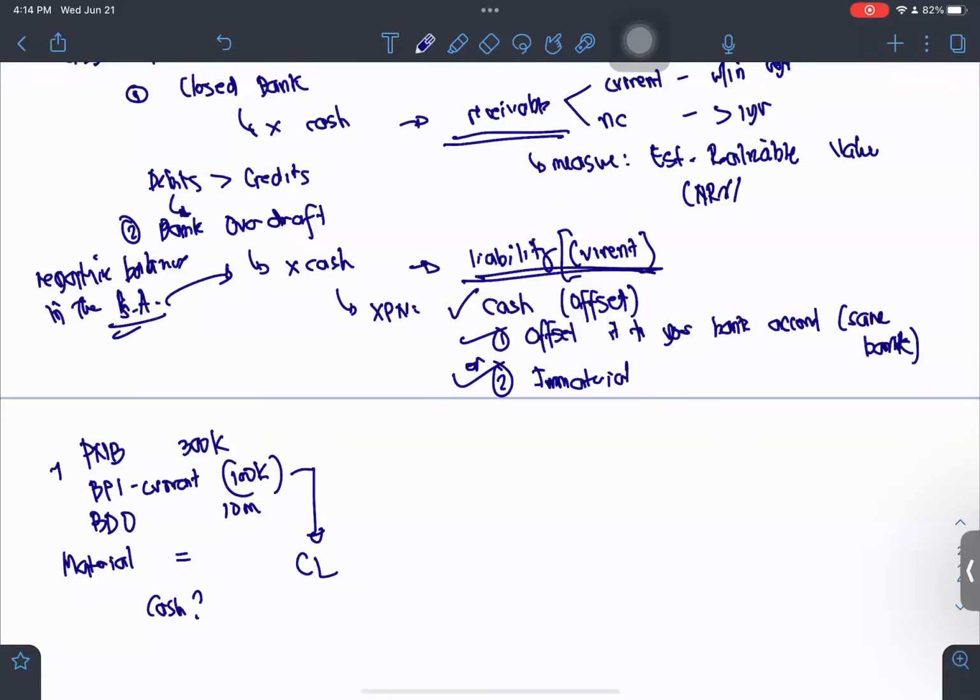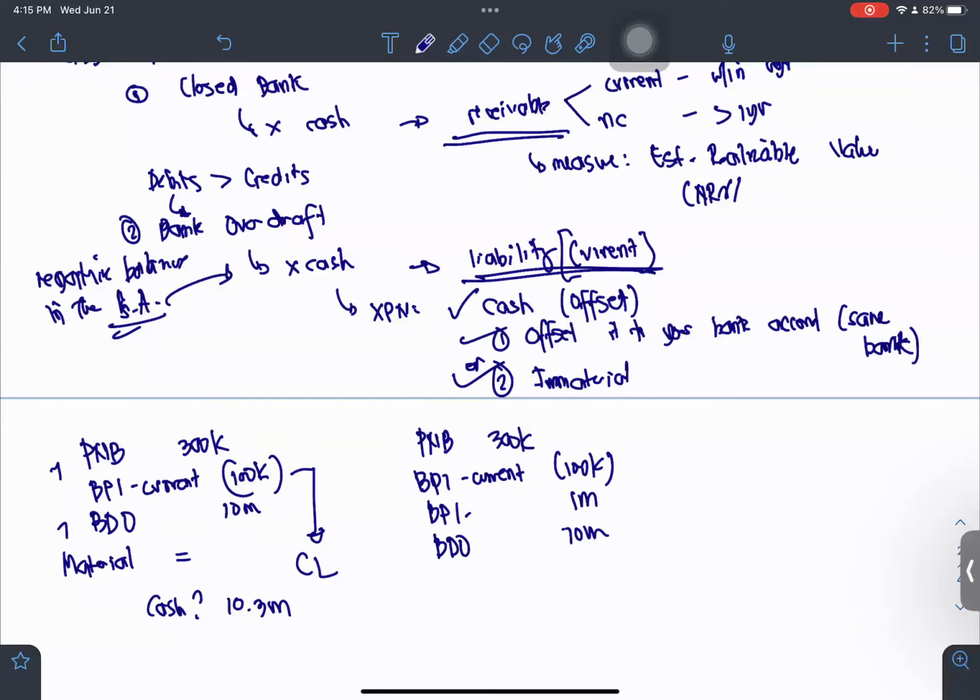Your cash will be the PNB and the BDO. That is 10.3 million. Now, assuming we have here PNB, 300,000. You have here BPI current, which is negative 100,000. And then you have here again BPI amounting to 1 million and BDO amounting to 10 million.